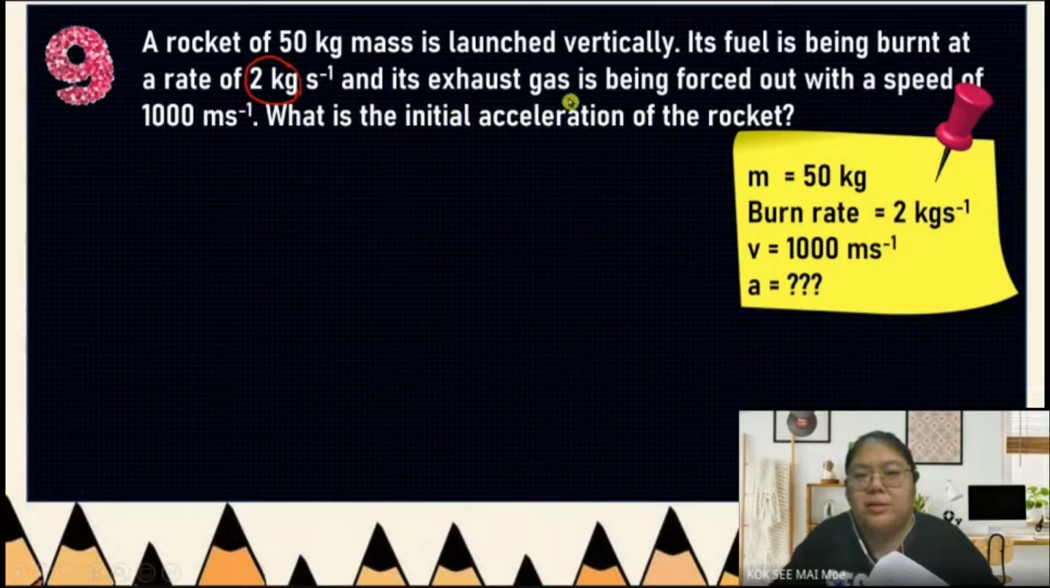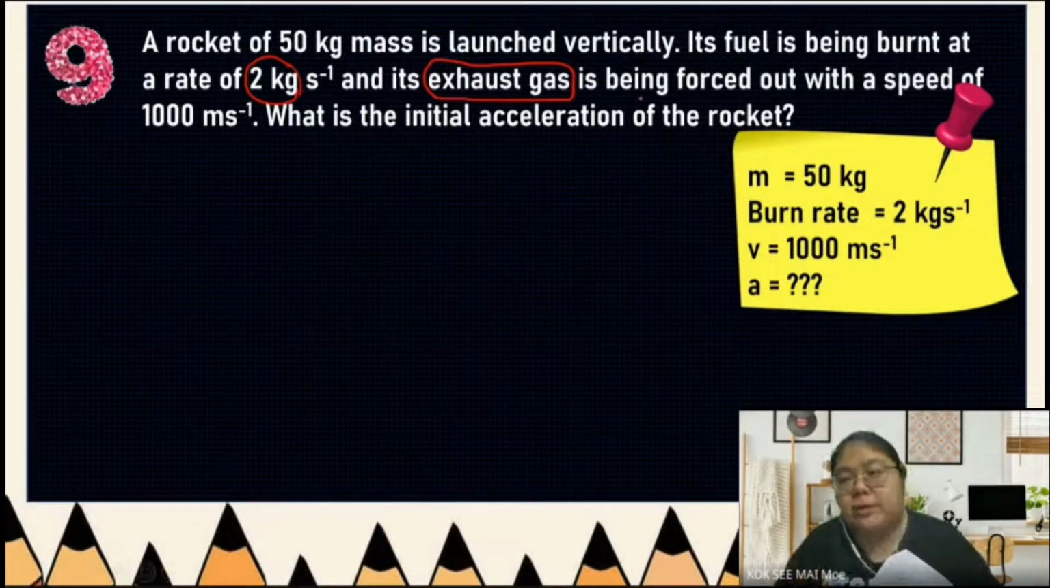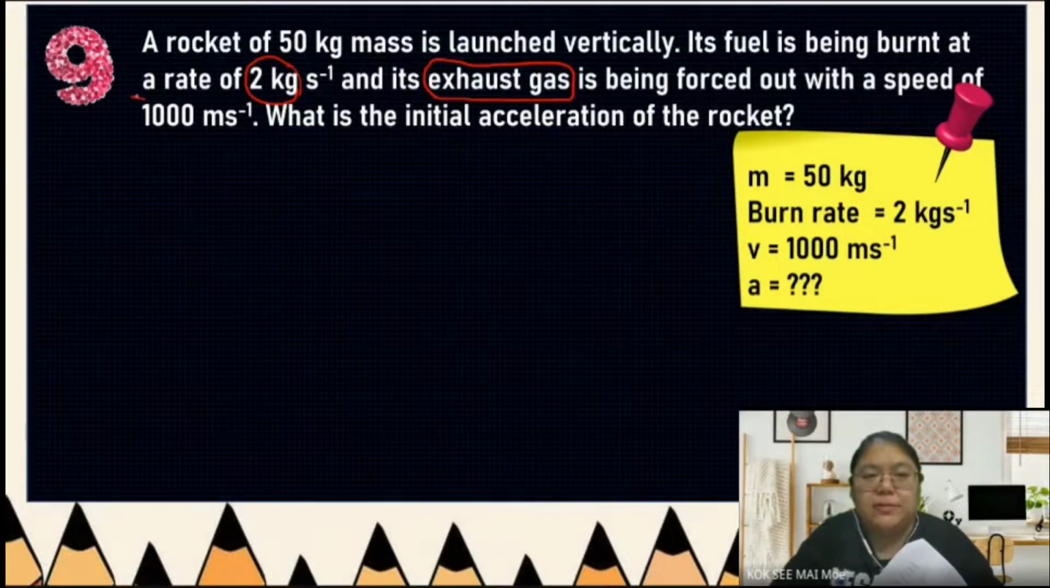After that, the exhaust gas is forced out. So 2 kilograms of gases are forced out every 1 second. Then they tell you the velocity at which the gases come out. The velocity is 1,000 m/s. So the question I want to ask is, what is the initial acceleration?